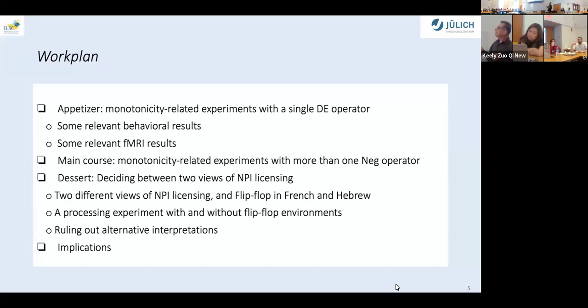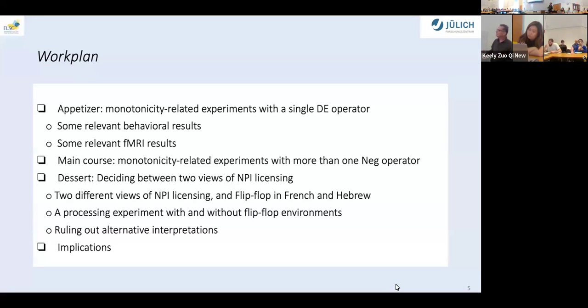Namely, we're going to look at monotonicity-related experiments with more than one downward entailing operator. So we're going to look at flip-flop, something that's quite inspired by Vincent Homer's work on French. I'm going to show you experiments in Hebrew and give you a little appendix showing that, at least phenomenologically speaking, everything about flip-flop is replicated in that language.